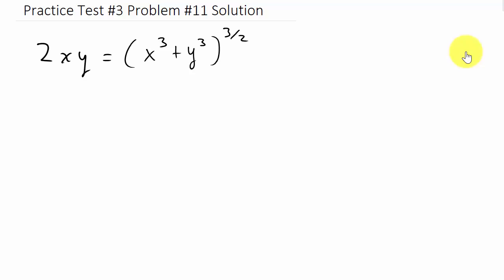Alright, so here's practice test number 3 on derivatives. This is the solution to problem number 11. It looks like on this one we're going to need to use implicit differentiation.